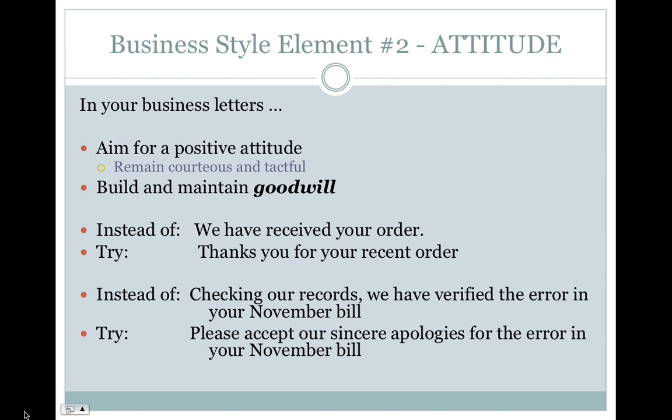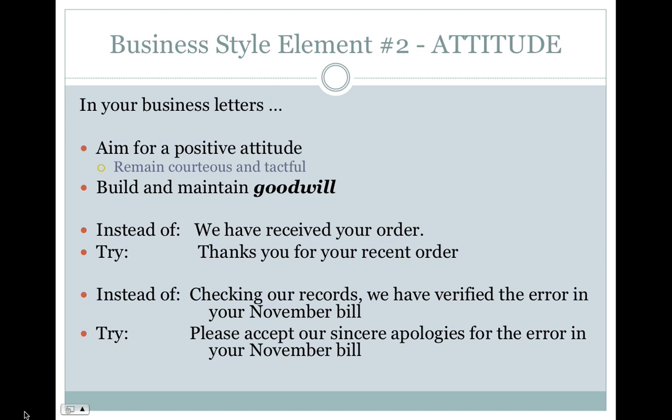All right, business style element number 2, attitude. So while striving for a natural tone, you want to aim for positive attitude. Even when the subject of your letter is unpleasant, it's important to remain courteous and tactful. Remember from the last unit that building and maintaining goodwill is important and should be the underlying goal of just about any letter that you write.